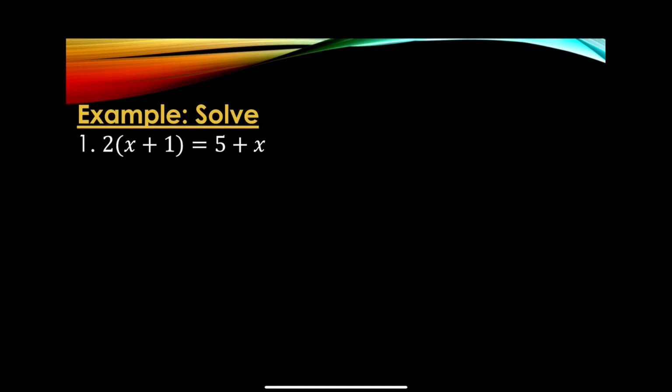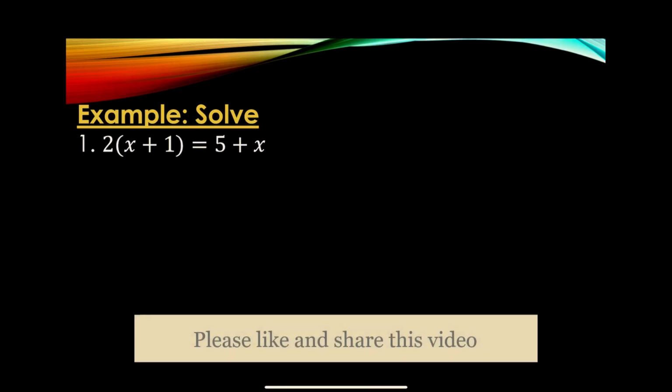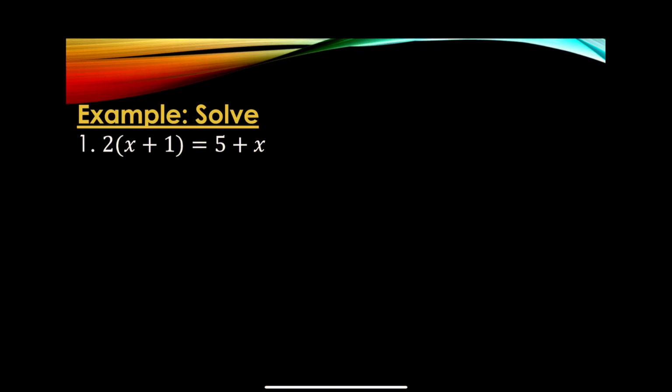Now, the first example, 2 times (x plus 1) equals 5 plus x. Now, we know from the polynomial video that we need to multiply, first of all, 2 by x and by 1. So we will have 2 times x will be 2x, and 2 times plus 1 will be plus 2, equal 5 plus x.